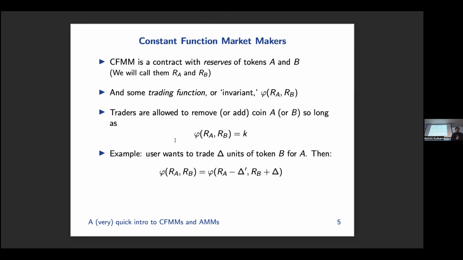So now suppose you want to trade delta units of token B for token A. Then you should have that phi after that trade, after adding delta units into reserves of B and removing delta prime units from reserves of A, should remain constant. So this is called a valid trade. And the amount that you get out from this exchange is determined implicitly by this formula.